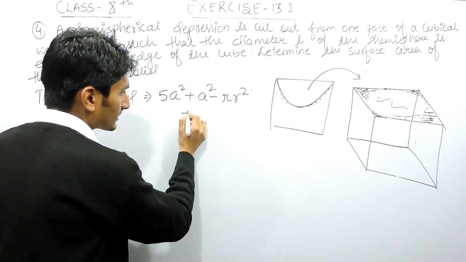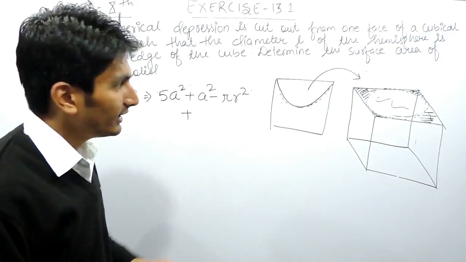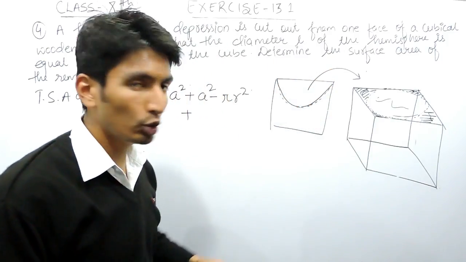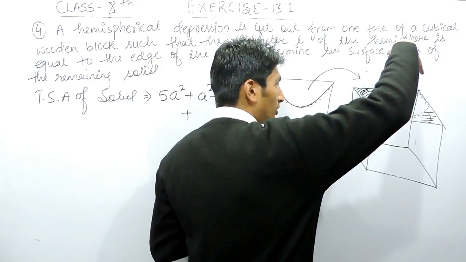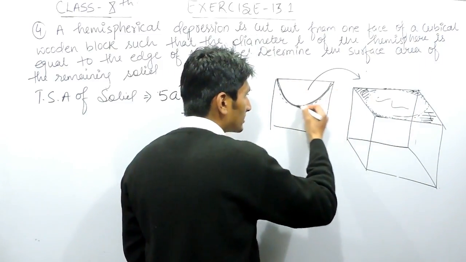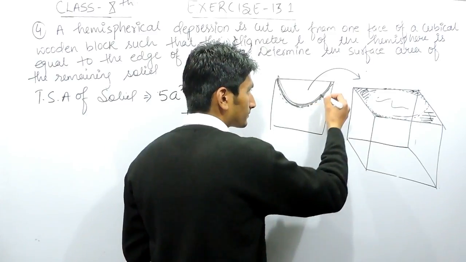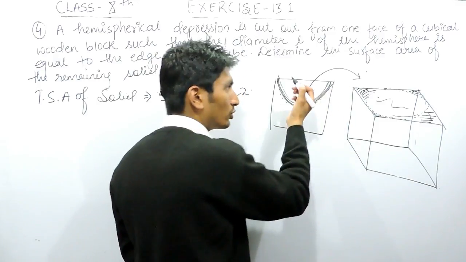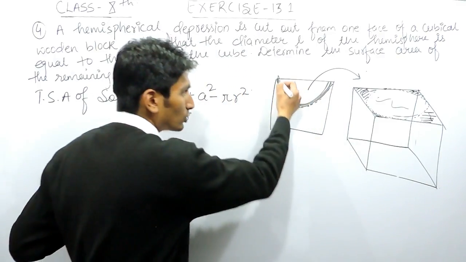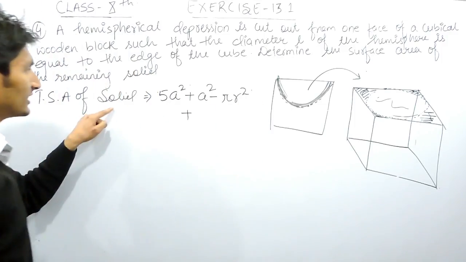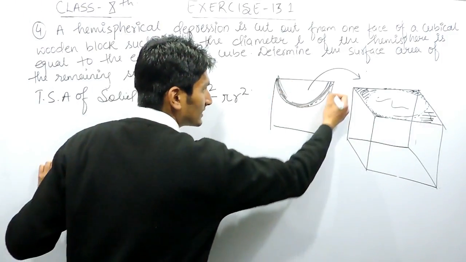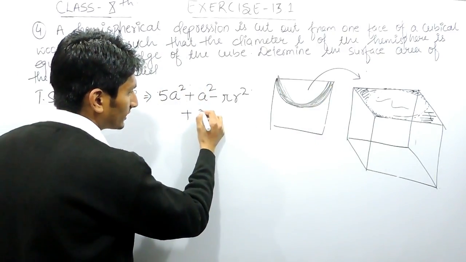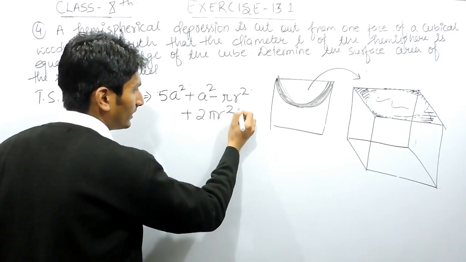Plus, one more thing is important. If you have taken out this depression from the cube and you look from the top, the inner surface of the depression will also be visible, because it is hollow. So you need to add this to the total surface area of this solid. Only the curved surface area of the hemisphere is visible, and the curved surface area of the hemisphere is 2 pi r square.